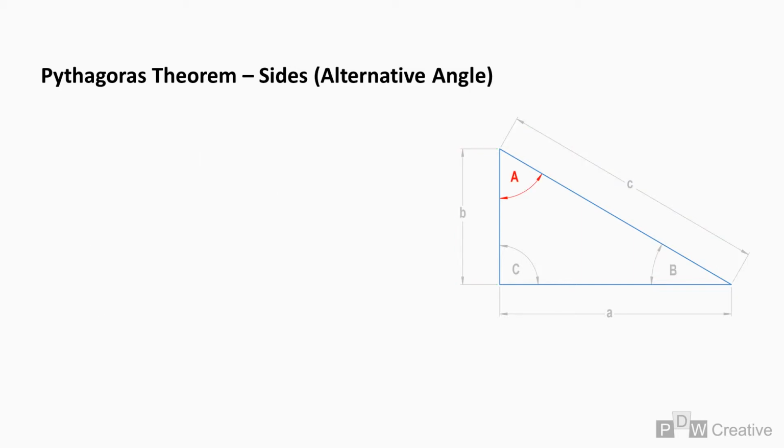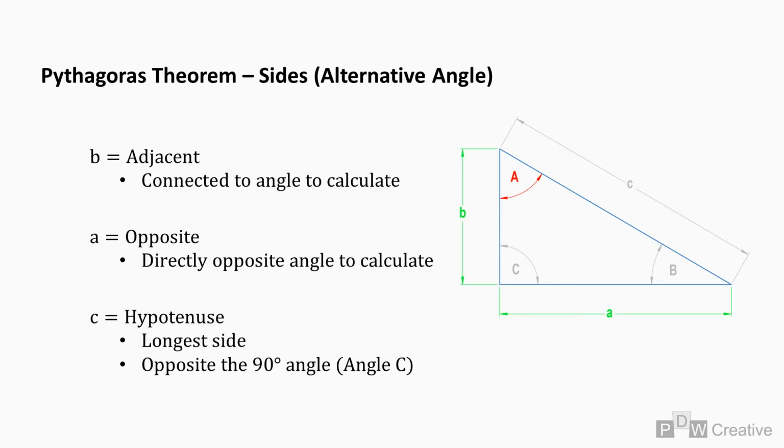If our reference angle is A, then side B becomes the adjacent via connection to angle A, whereas side A is considered the opposite to angle A.